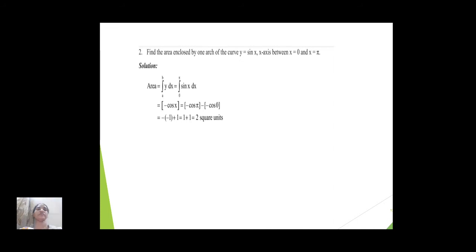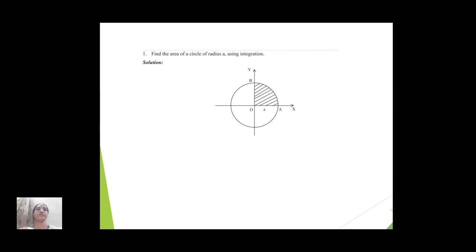that equal to minus cos x, limits 0 to pi. Then upper limit minus cos pi minus cos 0. Cos pi value minus 1. Then minus of minus 1 plus, minus into minus plus cos 0, 1. 1 plus 1, 2 square units.